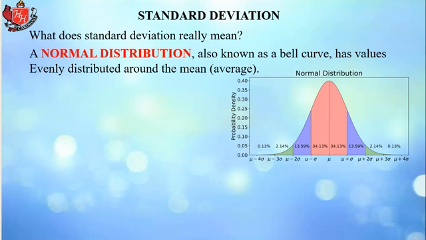To the right you have 34.13%, and to the left you have 34.13%. That pink area represents 1 standard deviation to the right and 1 standard deviation to the left. And if you add those 34s together, you get 68.26, but we usually just call it 68% just to keep it simple. Now what about 2 standard deviations?